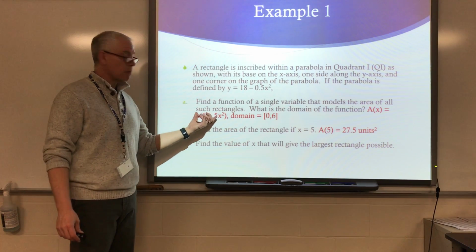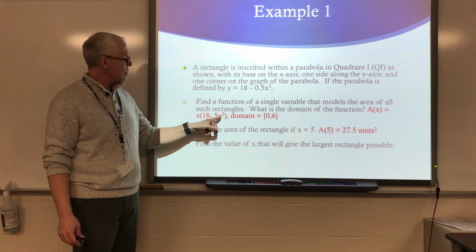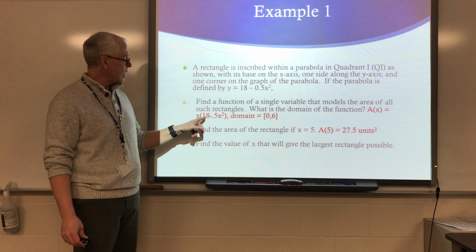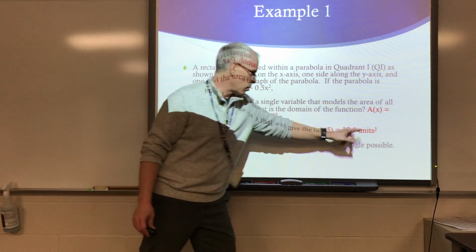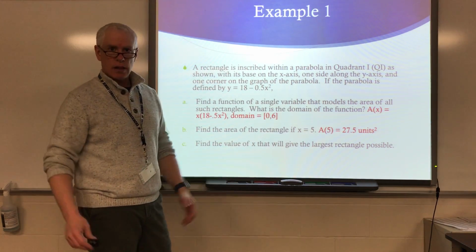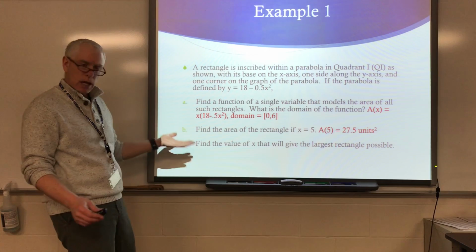All right, so find the area of a rectangle when x equals 5. Well then I'm going to take my equation, I'm just going to put a 5 in, you guys. 5 squared is 25, half of 25 is 12 and a half, 18 minus 12 and a half is 5 and a half, times 5 is 27.5 square units. There's your area. You could plug that into the calculator, no problem. So far, not too bad.